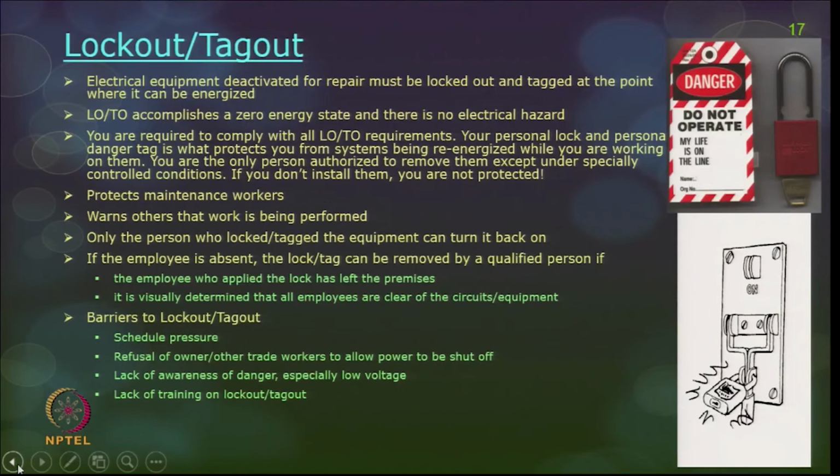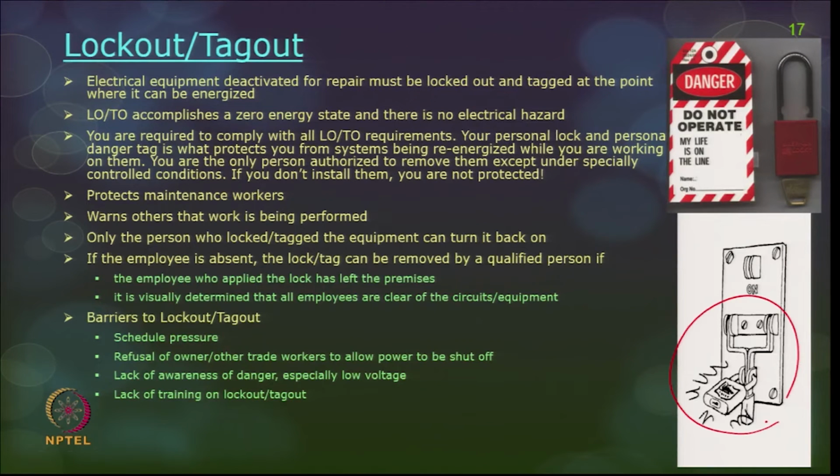The next is protection measures. So, lockout and tagout, which in short form is also referred to as LOTO. Electrical equipment deactivated for repair must be locked out and tagged at the point where it can be energized. This is nothing but simply putting a lock, and it is a warning to everyone that they should not turn on the power by mistake.